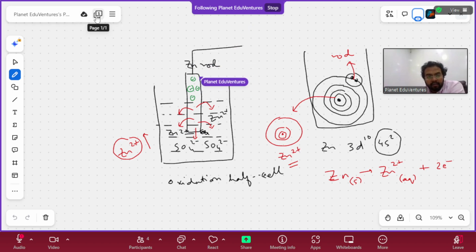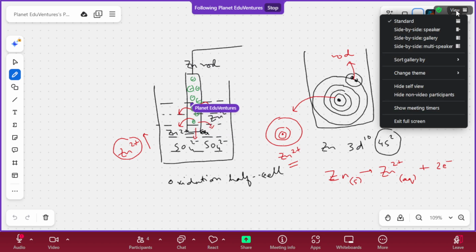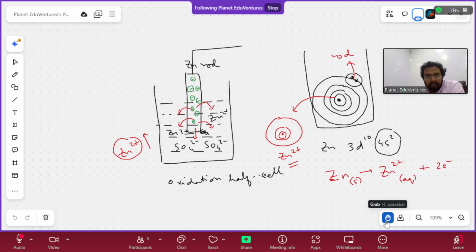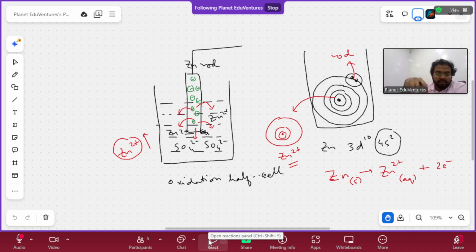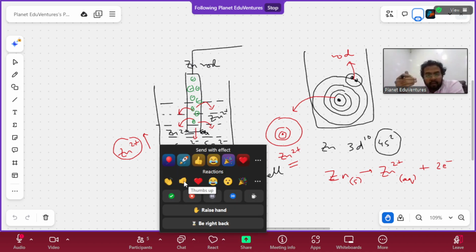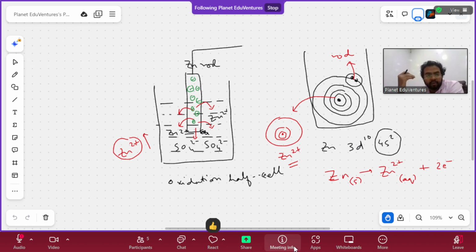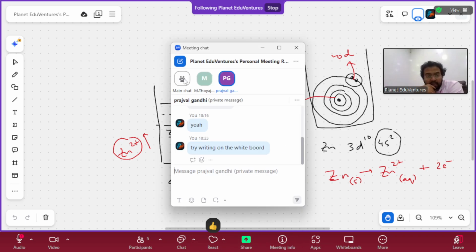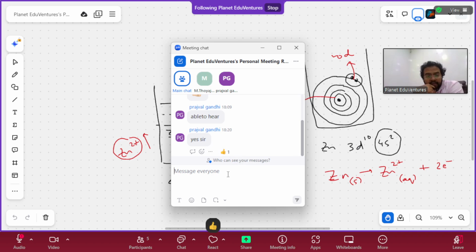So zinc is leaving its electrons on the rod and entering the solution as Zn2+. Now please tell me, have all of you understood what I just explained? What is happening? Can everyone tell me that you have understood? Prajwal has understood. Khushi, have you understood what is happening? Zinc is entering the solution as Zn2+, and it is leaving two electrons on the rod. Khushi, if you have any doubt, let me know.